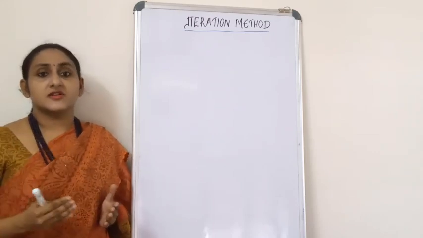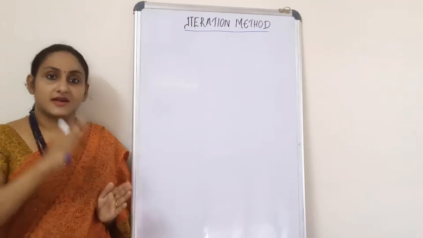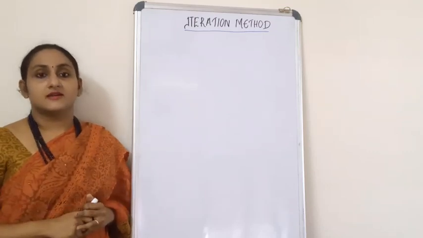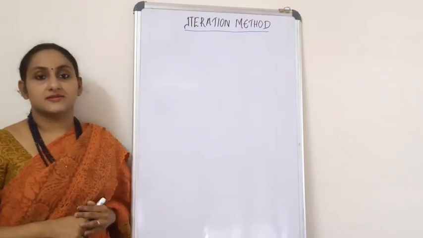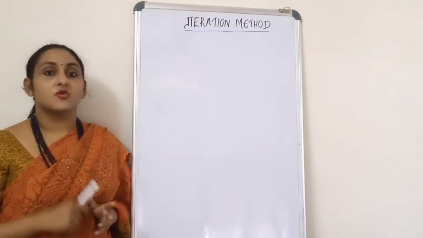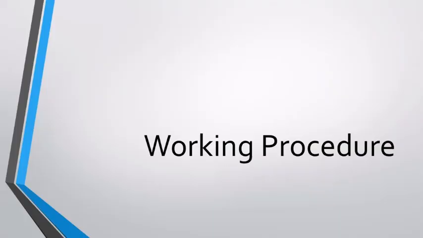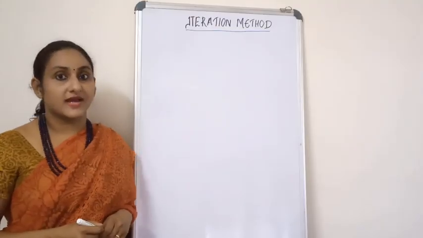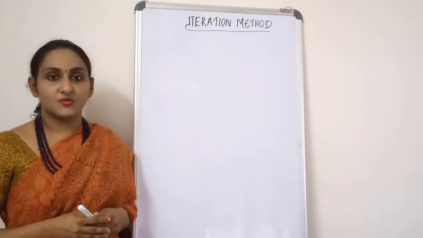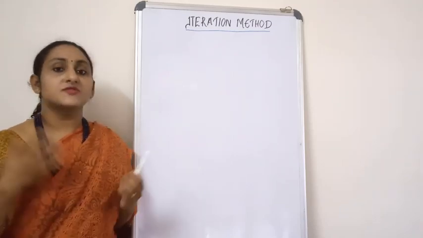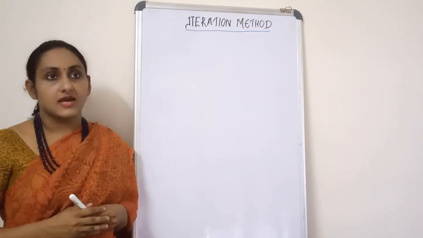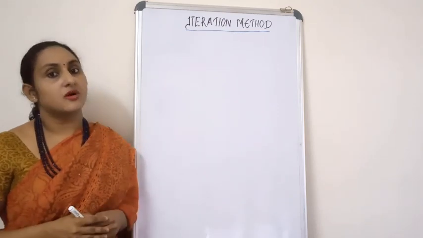Here in the iteration method we are going to use another form, and we will look into the steps that we have to follow to find a root of a function when it is given. So now let's have a look at the steps that you have to follow when you do the iteration method. These steps you just keep in your mind. These steps will be more clear when you do a problem.